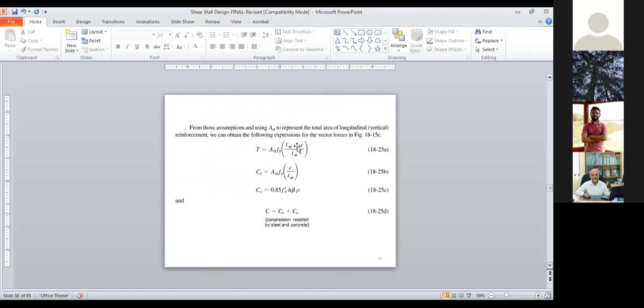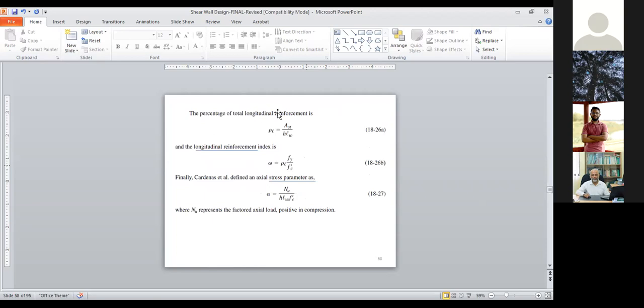I think you can easily develop these. The percentage of total longitudinal reinforcement is Ast, the total amount of longitudinal steel you have in the section, divided by h Lw. That is the percentage of longitudinal steel. Of course, this should be more than 0.25%. You already know that.